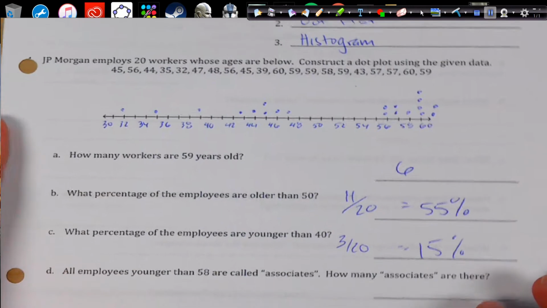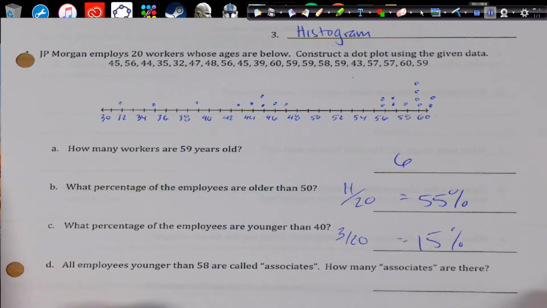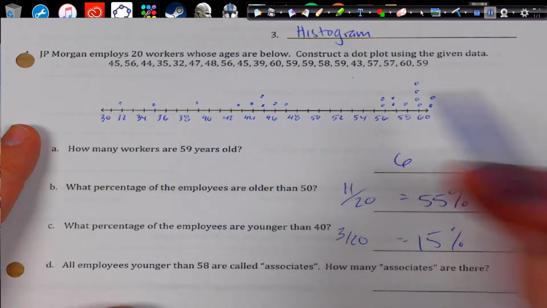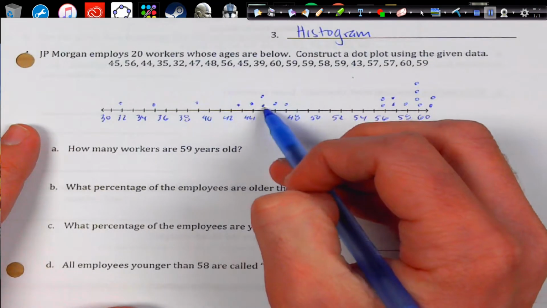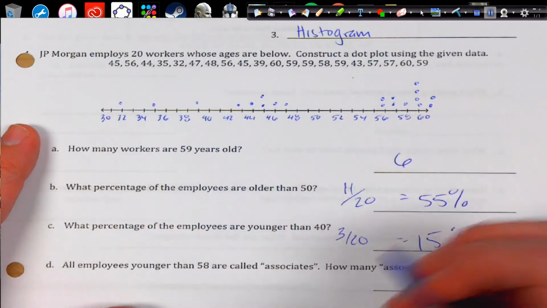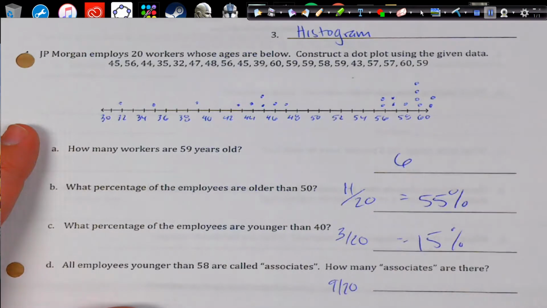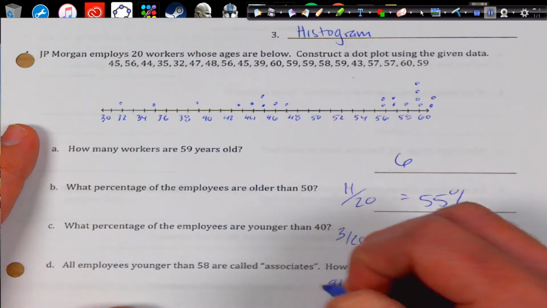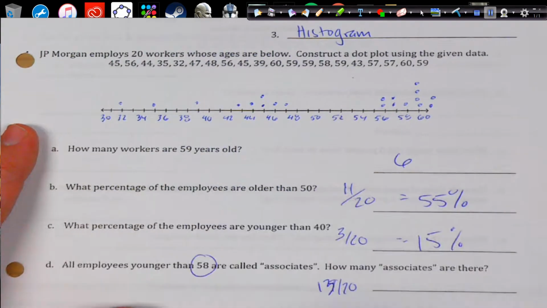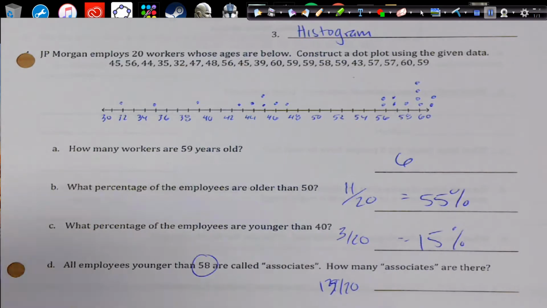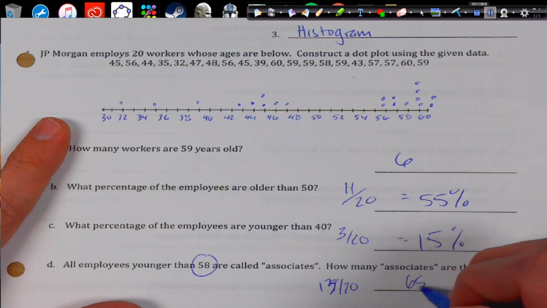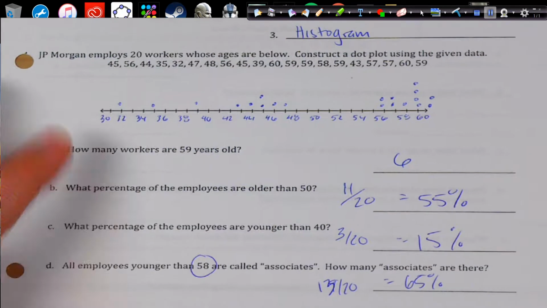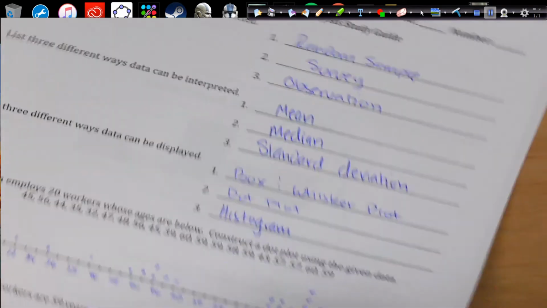All employees younger than 58 are called associates. How many associates are there? So basically we're going to get 1, 2, 3, 4, 5, 6, 7, 8, 9. So 9 out of 20. And so we're going to go ahead and select, oh wait, more than that. 9, 10, 11, 12, 13. Sorry, my bad. 58. I did not read that carefully. So that's going to be approximately 65%. So the majority of them are under that age. All right, moving on.